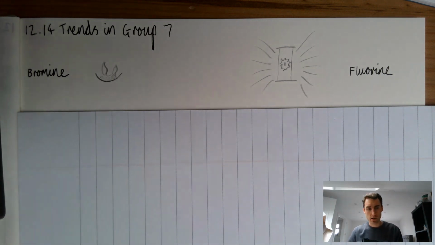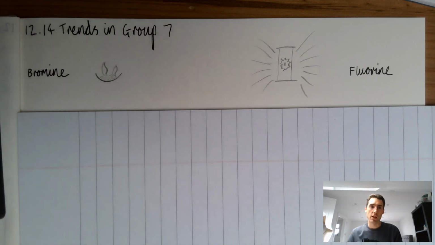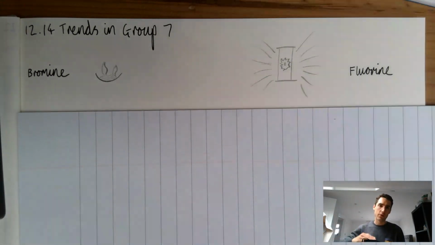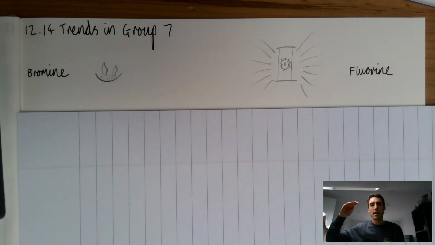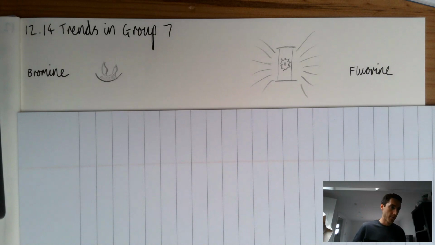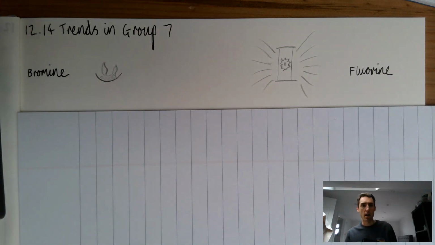What we're looking at in this lesson is how the trend in group 7, as you go down the group from fluorine down towards bromine and iodine, is the opposite trend to the one we observed in the previous lesson in the alkali metals. Whereas for the alkali metals, as you go down the group and the atoms get larger, they get more reactive, what we want students to notice first and foremost is that as you go down group 7 and the atoms get larger, the elements get less reactive.